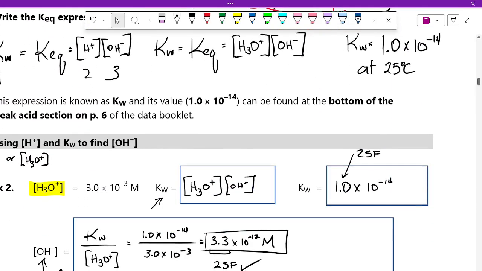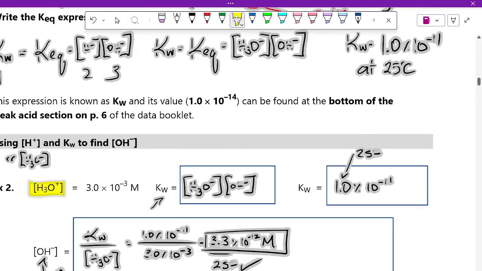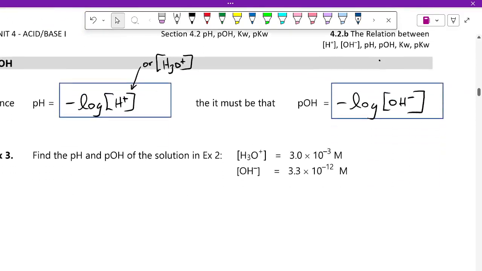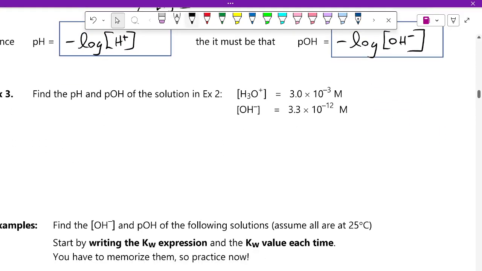Remember, we had our hydrogen ion concentration was 10 to the negative 3, and our hydroxide ion concentration was 3.3 times 10 to the negative 12. So let's find our pH and our pOH. We've given you the numbers again. So show your work, do the calculation.